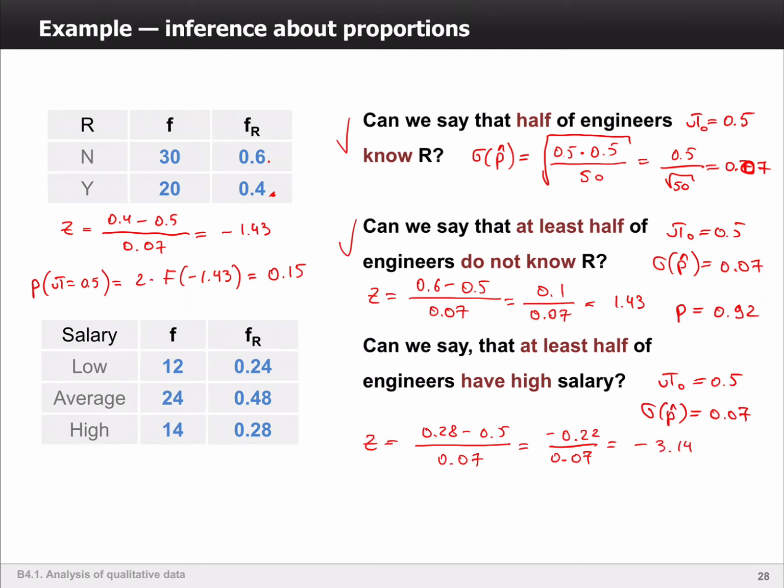You can see this value is pretty extreme for this null hypothesis, at least half, right? It's because it's negative, and it's minus 3. We know that for a normal distribution, a z-value of minus 3 is pretty extreme. So if you calculate the p-value using just the CDF function because it's a left tail, the p-value for this null hypothesis, pi 0 is at least 0.5, will be 0.3008. So we reject this hypothesis because it's very unlikely that our sample came from a population where at least half of engineers have a high salary.